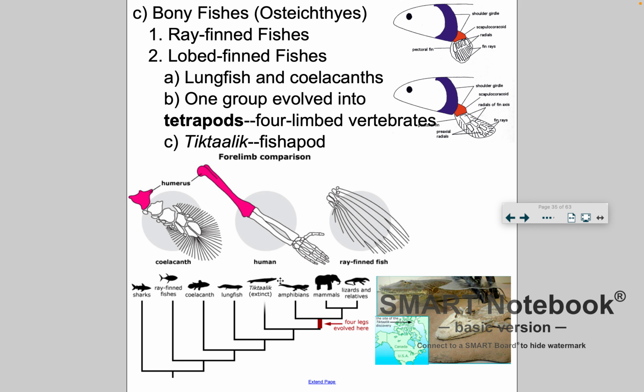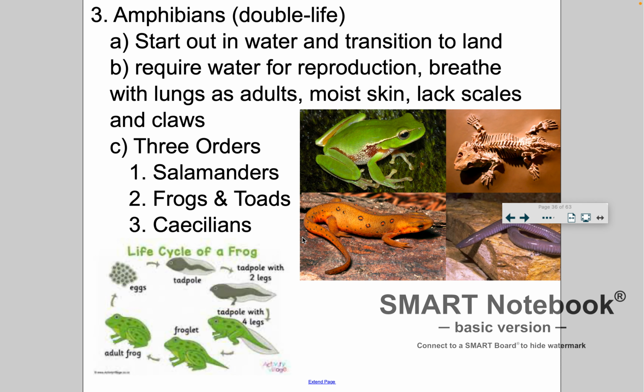And now this transition organism called the Tiktaalik, its fossil was found way up here in the northern part of Canada, and they think that this is the transition fossil between fish and amphibians, which leads us to amphibians. Amphibians means a double life. They're still tied to water.